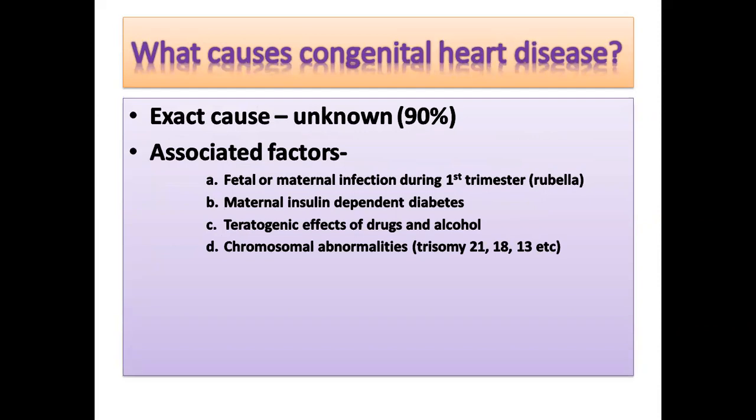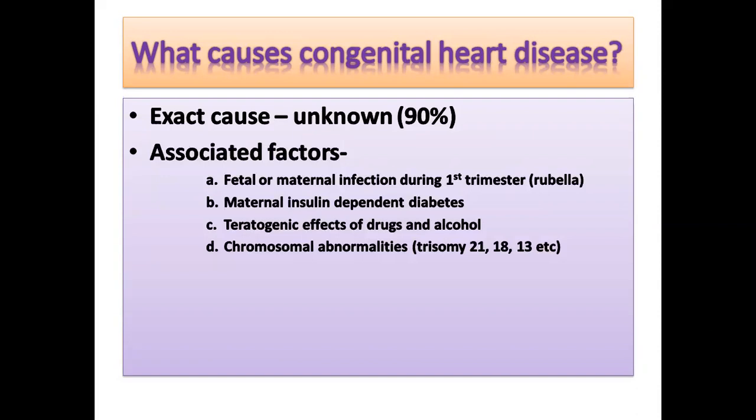What may be the causes for this? The exact reason behind this is unknown in 90% of cases, but we can see some associated factors that may increase the possibility. The factors are fetal and maternal infection during the first trimester, such as rubella. Then maternal insulin dependent diabetes, or mothers with chronic disease conditions, not only diabetes, but also cancer, cardiovascular problems, or CNS problems like epilepsy. In those cases, there is more possibility of congenital defects.